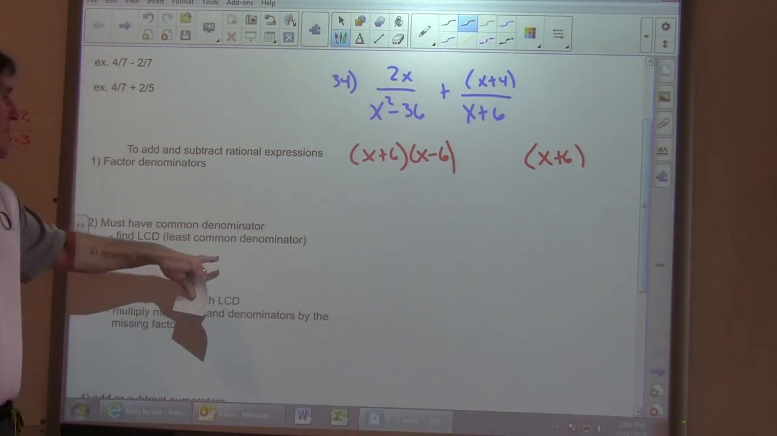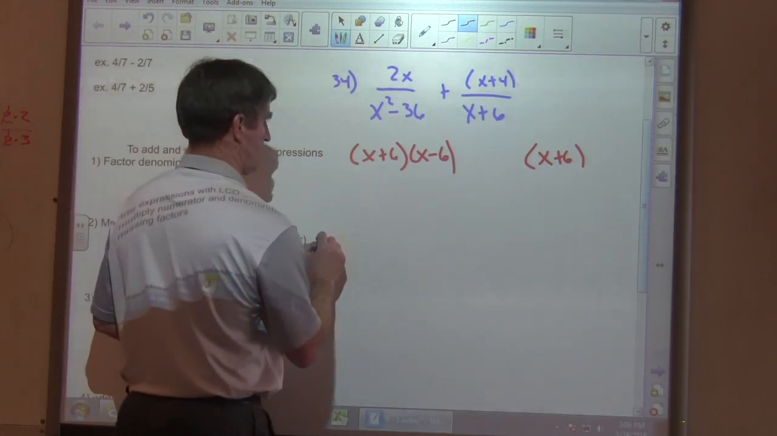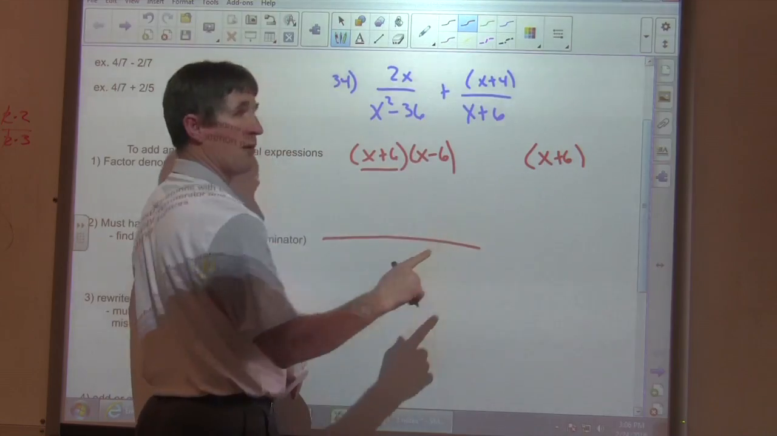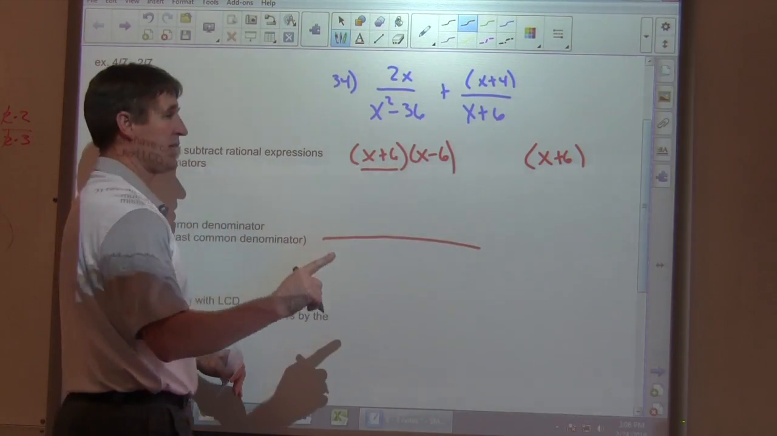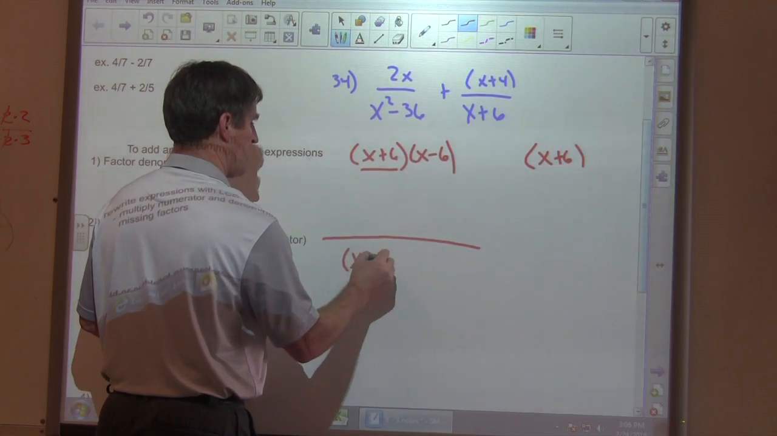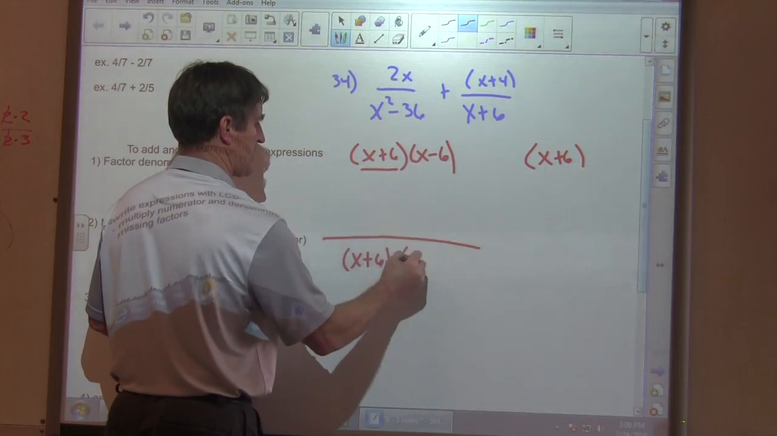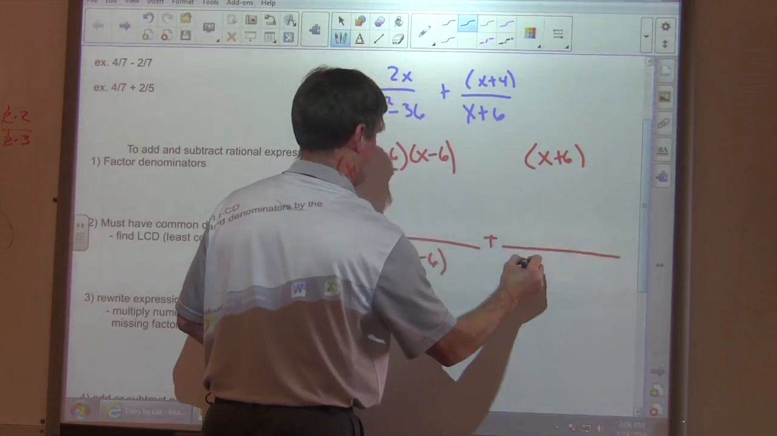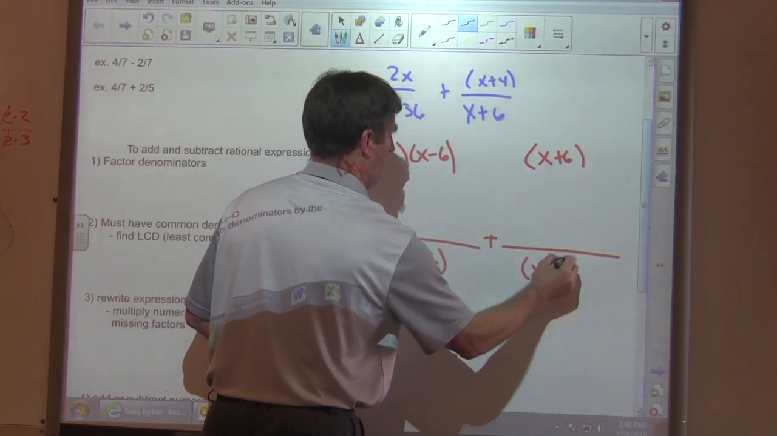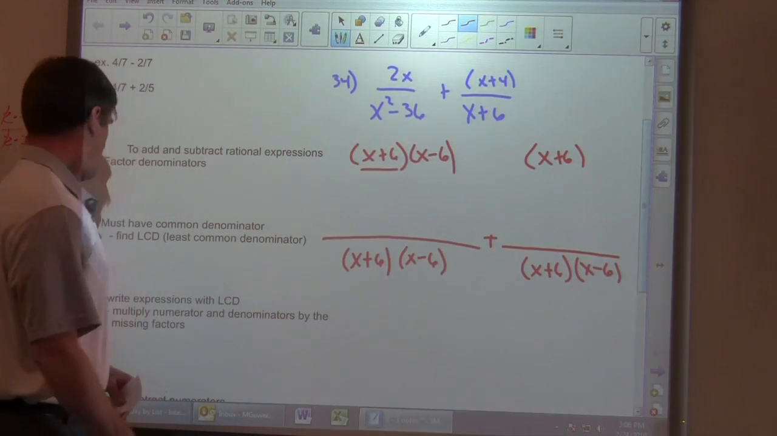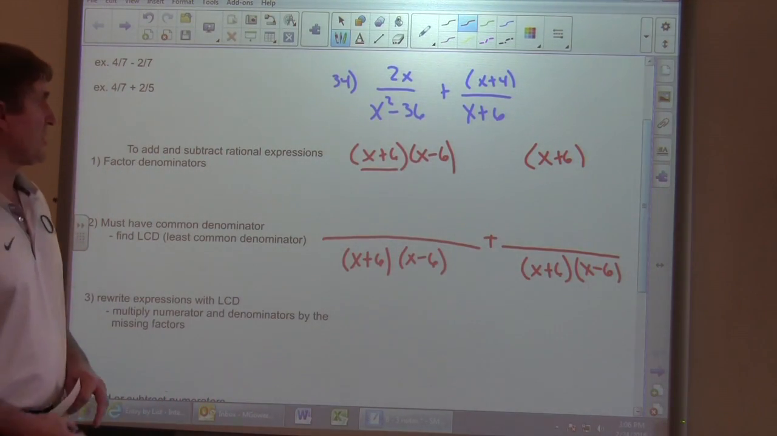Now we find our least common denominator. We need 1 x plus 6. There's one here and one here, but remember you only take what's the highest in either one, so there's only 1 in either one. That's the highest amount. And we need 1 x minus 6. So this one's going to be the same. Now we rewrite the expressions.